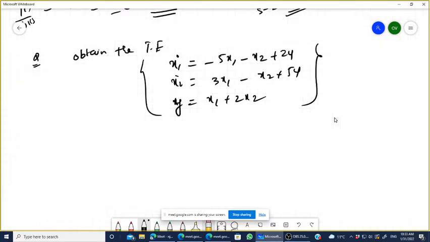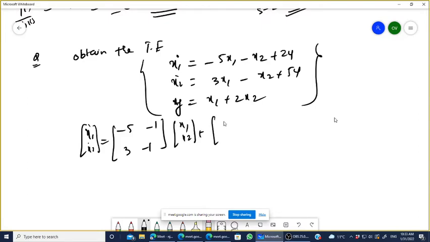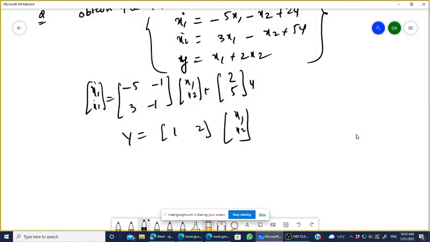Now you can represent [x1 dot; x2 dot] equals [-5 -1; 3 -1] [x1; x2] plus [2; 5] u. And y equals [1 2] [x1; x2]. So the A matrix, B matrix and C matrix are given.